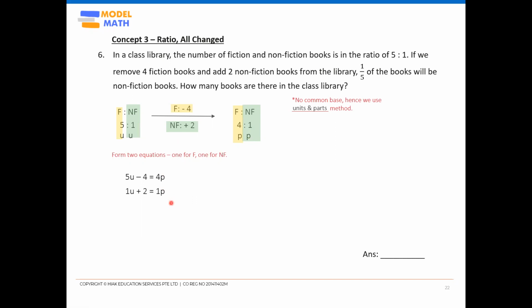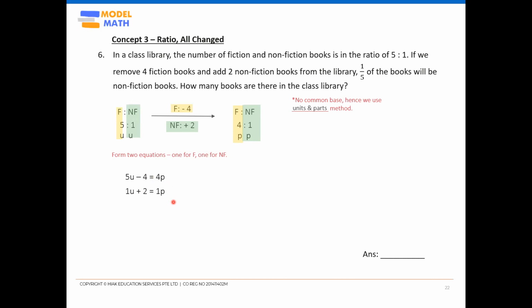Okay, so we have formed our two equations. Now the next thing, what do we do with these two equations? Now in these two equations, you see I have two unknowns. Units is unknown, parts also unknown. I don't know what's the value of unit here. I also don't know what's the value of parts here, which is very troublesome, right? So later your aim is to get rid of either the units or the parts in the two equations. That will be our later target.